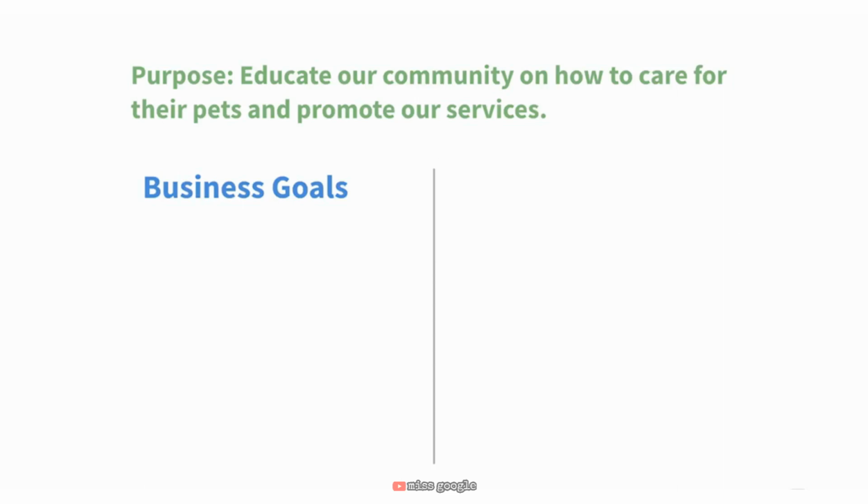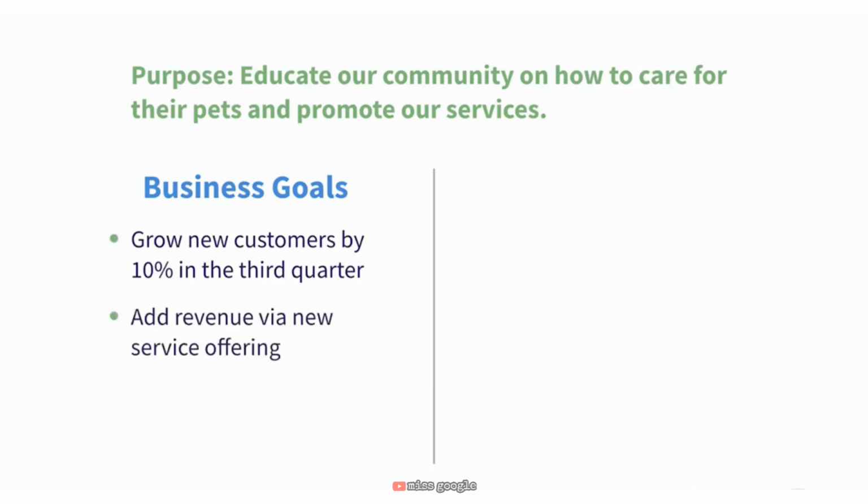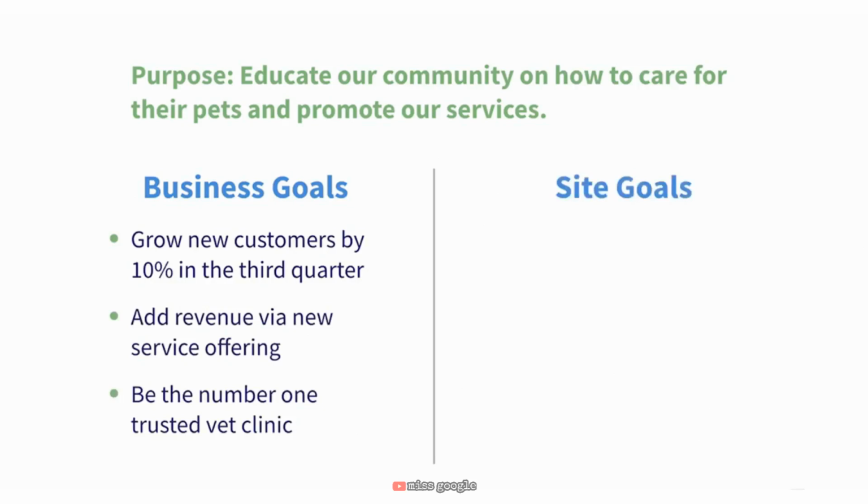Let's say my three primary business goals are to grow new customers by 10% this quarter, add revenue via our new dental care offering, and be the #1 trusted vet clinic in town. So, how could I blend those goals with my site's purpose to determine specific goals for the site?